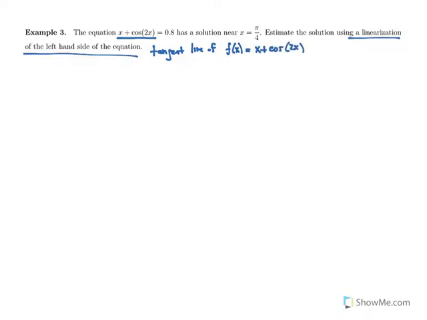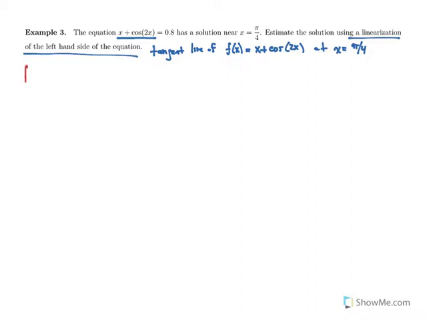X plus cosine of 2x at x equals pi over 4. So before we get into the details of this problem, let's just deal with the tangent line first and have that able to work with.